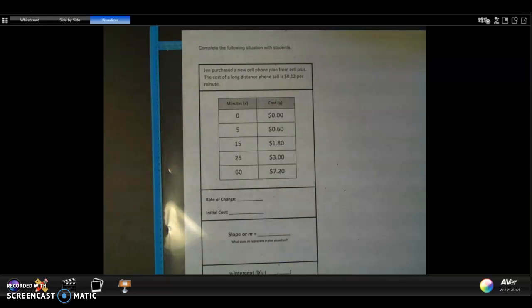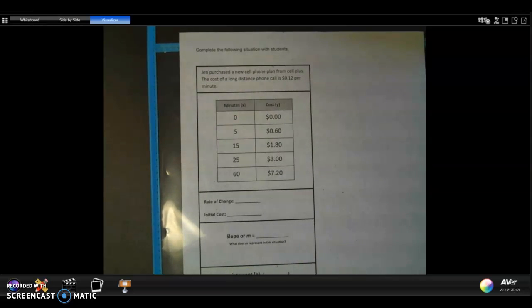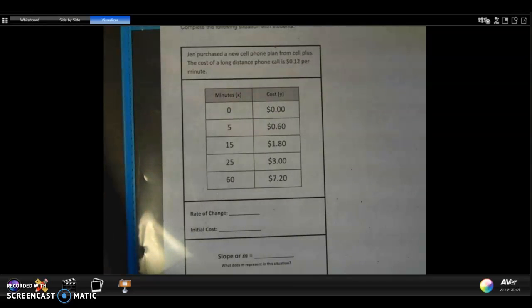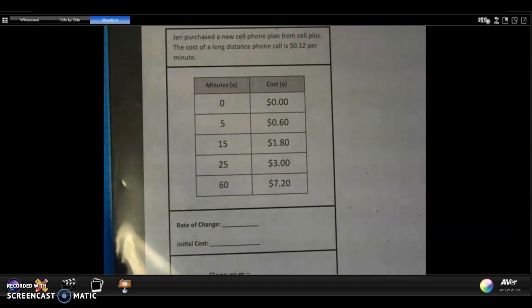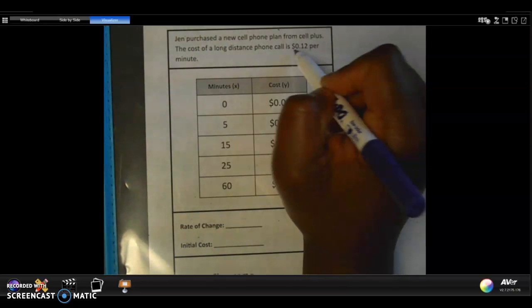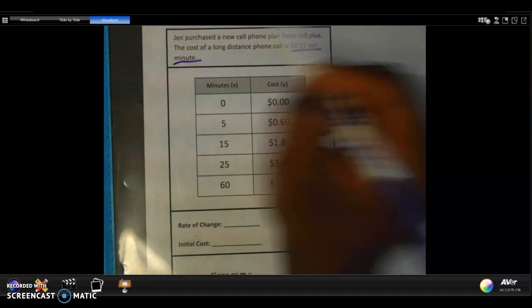All right, so today we will be completing scenarios and tables. So we're going to be taking real world situations, comparing them to tables, and finding our function for it. So here it says Jim purchased a new cell phone plan from Cell Plus. The cost of a long distance call is 12 cents per minute.